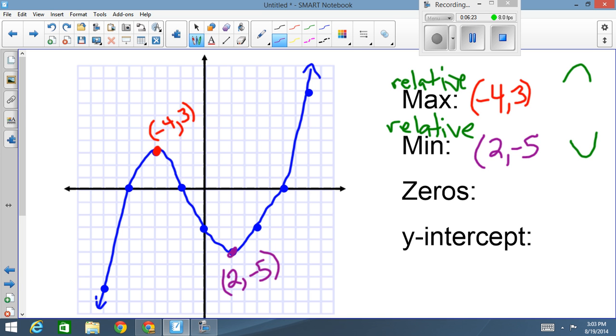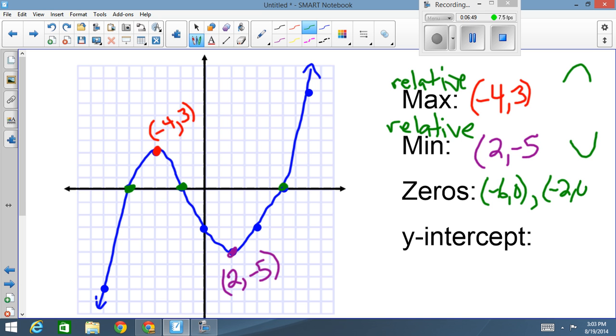All right? Looks like I'm going to have 3 zeros of the function. I have one here where it crosses the x, one here, and one here. So let's start with the far left one. If I count, I'm going to the left 1, 2, 3, 4, 5, 6. So that's the point negative 6, 0. The next one is negative 2, 0.